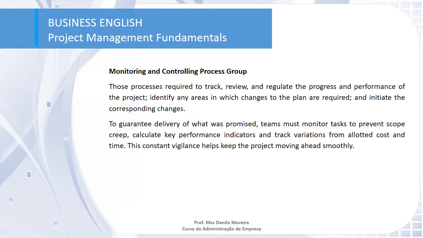So the monitoring and controlling process group is about measuring project progression and performance, and ensuring that everything that is happening aligns with the project management plan, the initial project management plan. Okay, project managers will use KPIs, or performance indicators, to determine if the project is on track. So if I talk about monitoring and controlling, I must discuss KPIs.